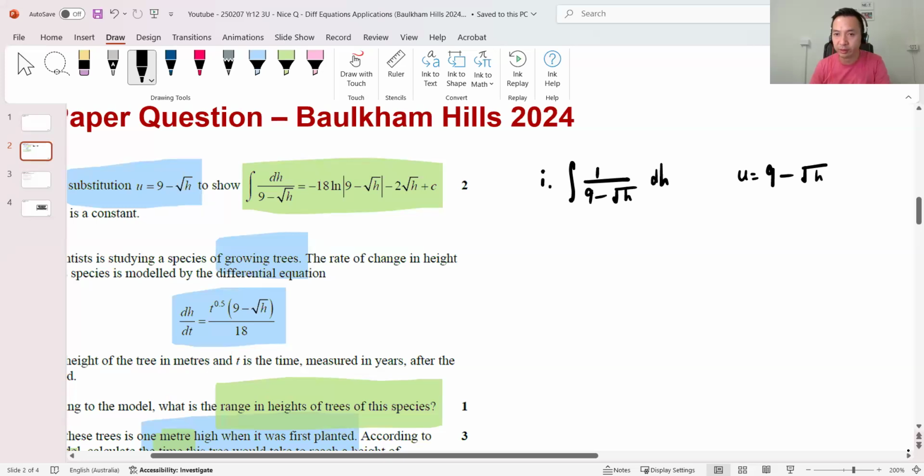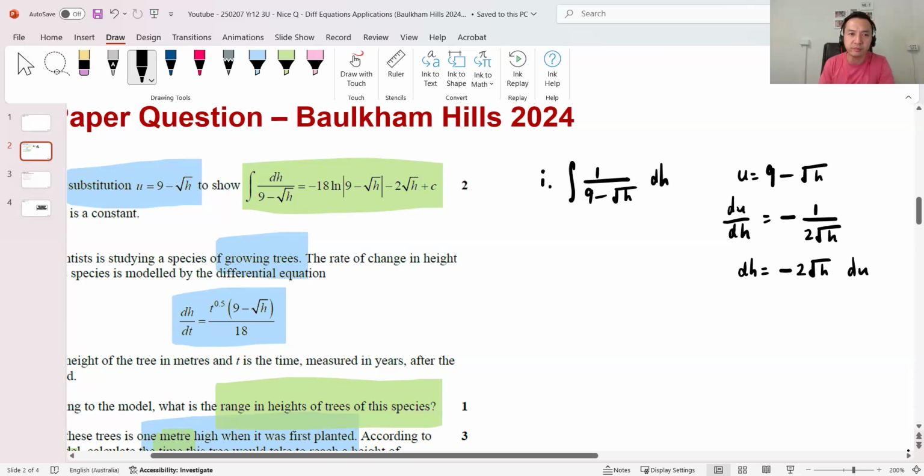Okay. So as always, differentiate the substitution, du dh. Now, 9 goes away. Differentiating square roots is 1 on 2 root h, right? As such, so now I'm just going to make dh the subject. dh would equal negative 2 root h du. Yeah, I think that's right.